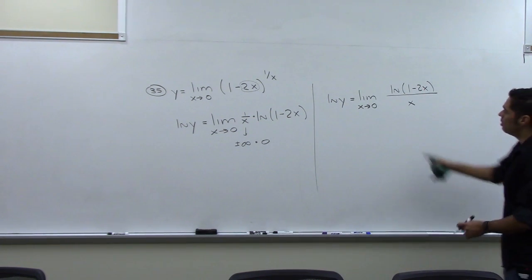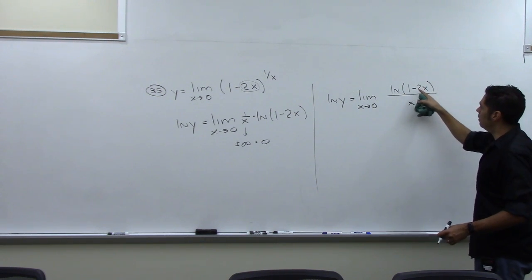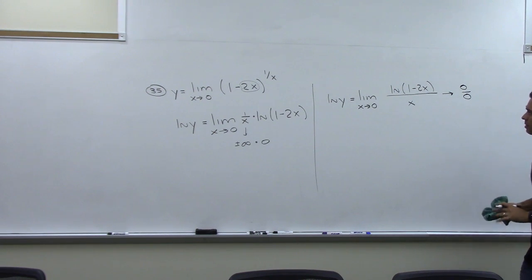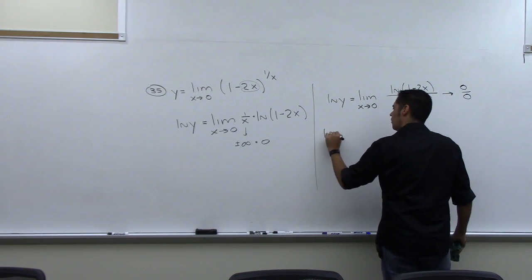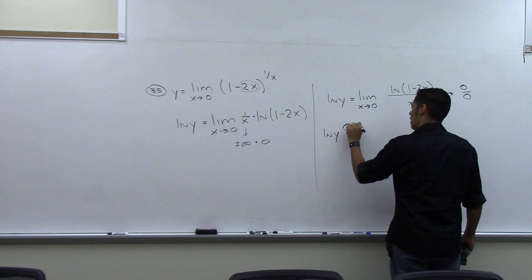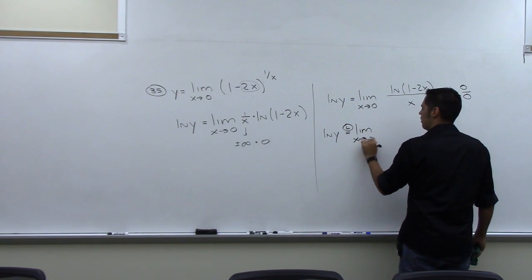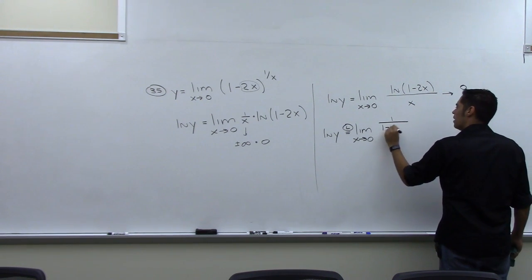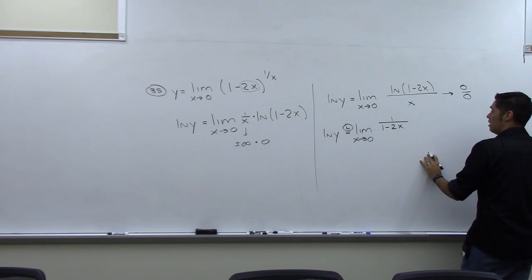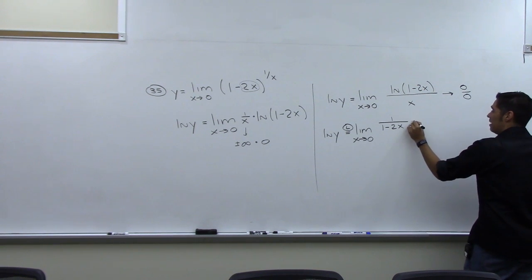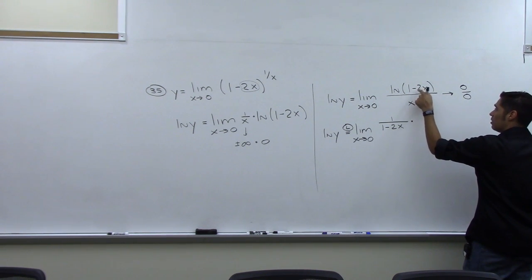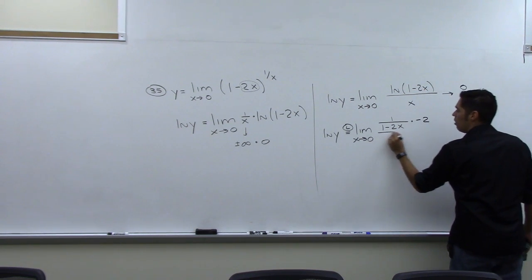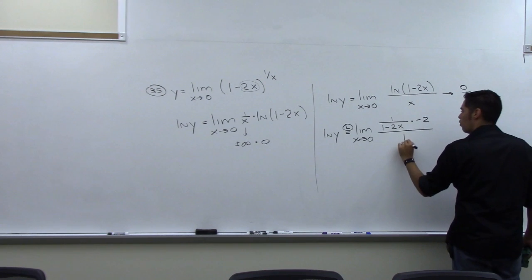Now as x goes to 0, we already know this is natural log of 1. Natural log of 1 goes to 0, the bottom goes to 0, and we're in business. L'Hopital's rule. Natural log y equals L'Hopital's rule. I'm going to take the derivative of the top. Derivative of natural log of something is 1 over 1 minus 2x, so that's 1 over what was inside, times chain rule, the derivative of what's in here. Derivative of 1 is 0, derivative of negative 2x is negative 2. And that's all over the derivative of x, which is 1.